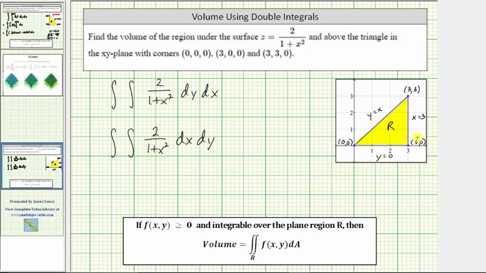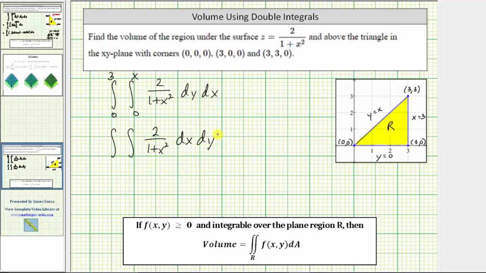Going back over to the region of integration, we are going to need the equation of the line containing this side of the right triangle. Notice how this line has a y-intercept of 0 and a slope of 1, giving us the equation y equals x. For the first double integral, we integrate with respect to y first. So looking at the region of integration vertically, notice how we start at y equals 0 and then go up to the side of the triangle given by the equation y equals x, which means the limits of integration for y are from 0 to x because y equals x. Then we integrate with respect to x, which would be from 0 to 3.